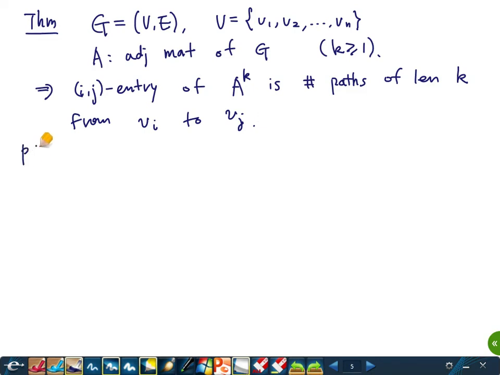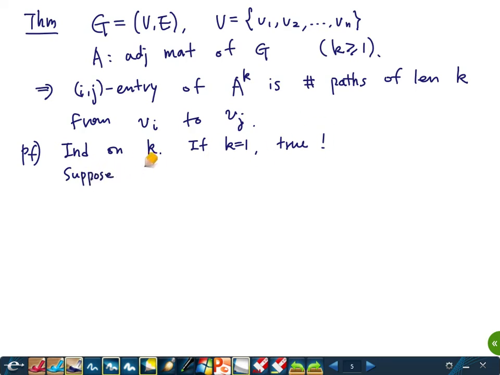Let me prove this. The proof is not difficult. We will prove this by induction on k. So k equals 1, what happens? If k equals 1, is this true? That's true by definition, because A is the adjacency matrix. Aij means the number of edges between Vi and Vj. The number of edges is exactly the ij entry in the adjacency matrix, so it's true by definition. So the base step is done.